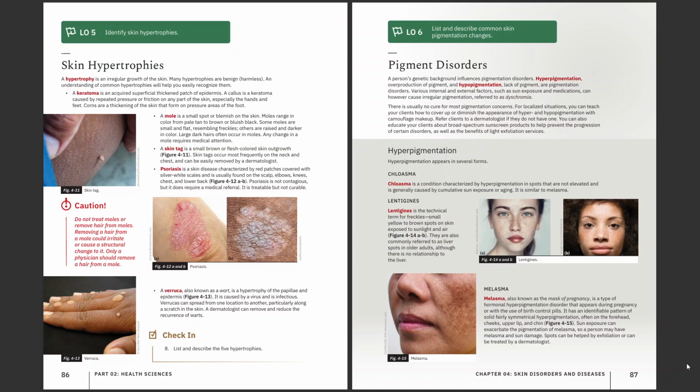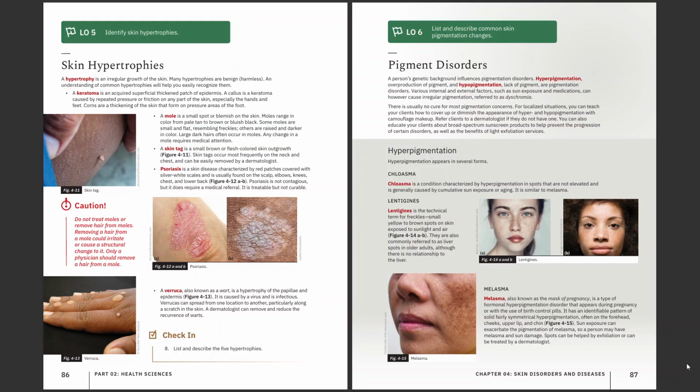Melasma, also known as the mask of pregnancy, is a type of hormonal hyperpigmentation disorder that appears during pregnancy or with the use of birth control pills. It has an identifiable pattern of solid, fairly symmetrical hyperpigmentation, often on the forehead, cheeks, upper lip, and chin.